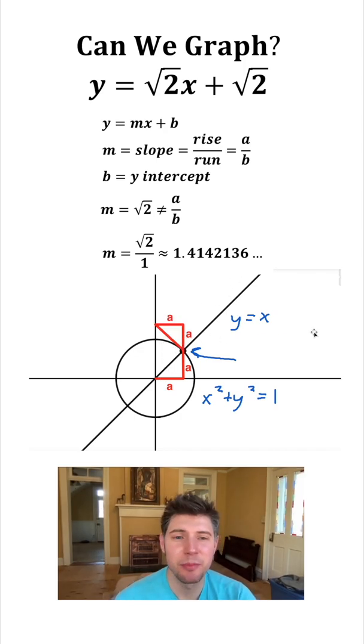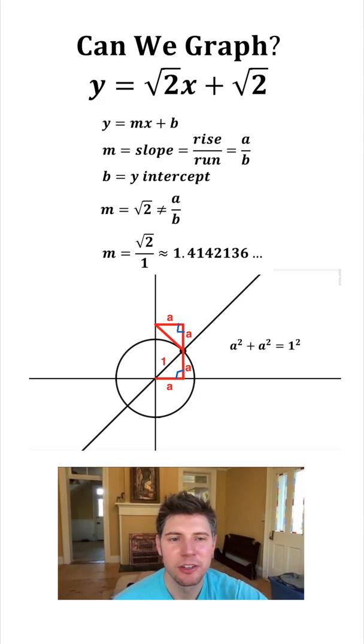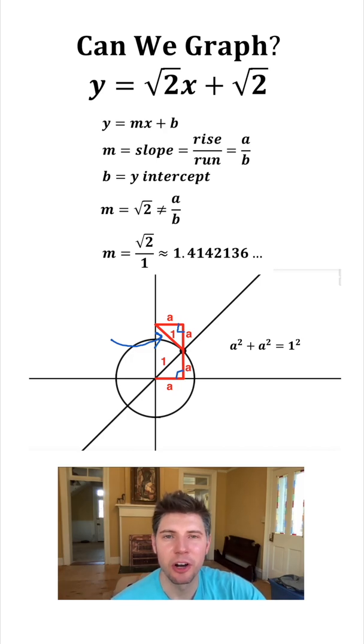So if we take this same triangle up here, since a is in the x and y direction, we know both of these are right angles. We know this is 1 because the radius of the circle is 1. So that means that we know a squared plus a squared equals 1 squared. So for the same reason, this would also be 1 up here.